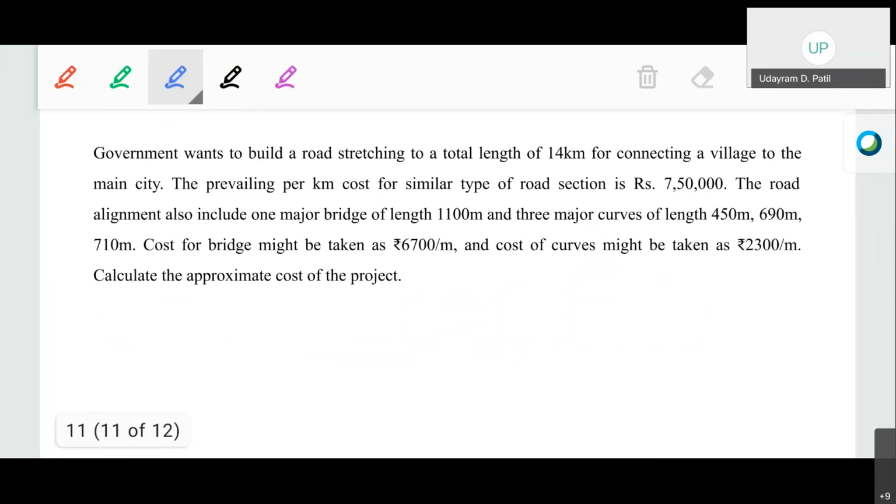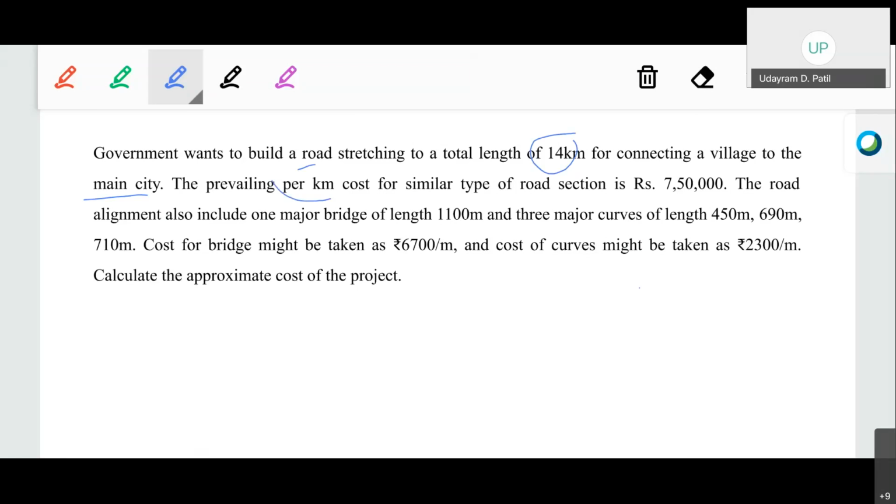So next and the last numerical of this particular assignment number second. Okay, the total cost came to 10,60,263.2 rupees. Okay, so the next and last numerical: the government wants to build a road stretching to a total length of 14 kilometers for connecting a village to the main city.